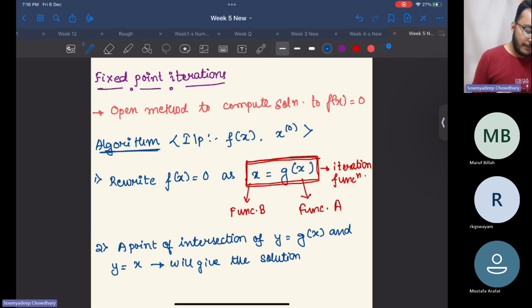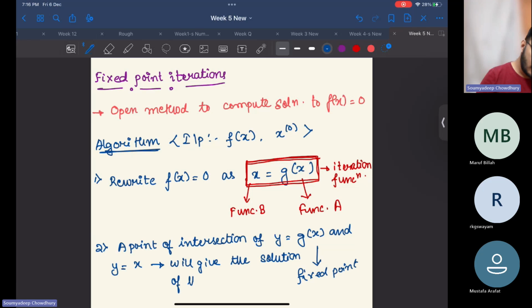Because f of x equals 0, that function we are trying to remodel or rewrite as x equals g of x. Now what we do is we draw the line y equals x and the function y equals g of x. And then we try to find out the intersection point of these two functions. If we can do that, then the intersection point will be known as the fixed point. This is our fixed point, and that will give me the solution of the original equation f of x equals 0.